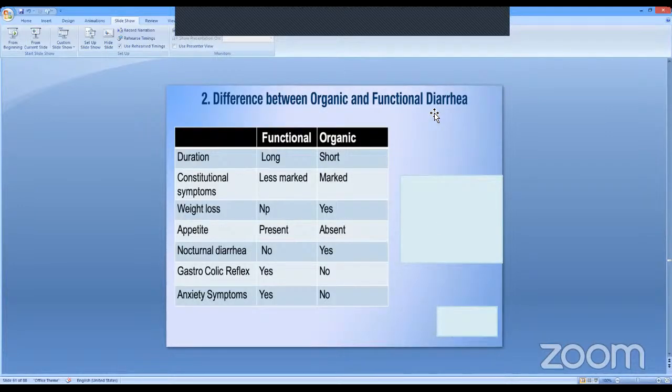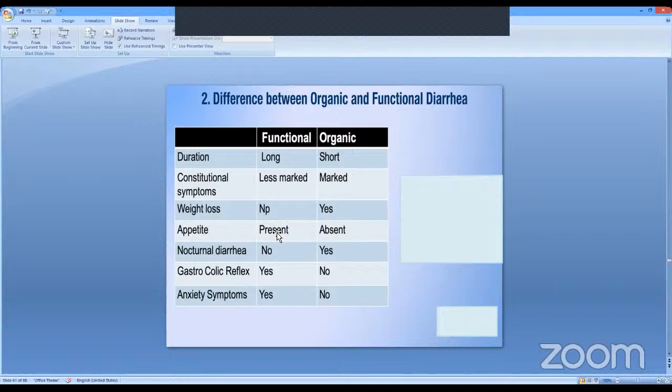Difference between organic and functional diarrhea. This is the first step. Before going into detail, we have to differentiate whether it is organic or functional. In functional, the duration is always long; in organic, the duration is short. Constitutional symptoms are less marked in functional. Weight loss will not be there in functional, but yes in organic.